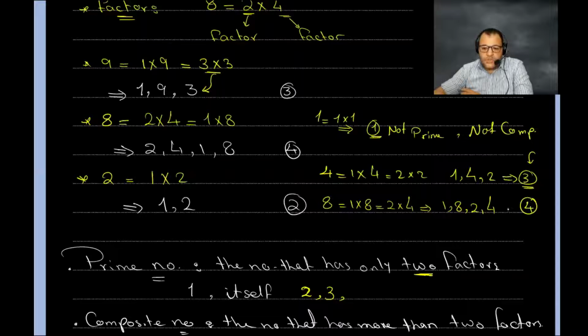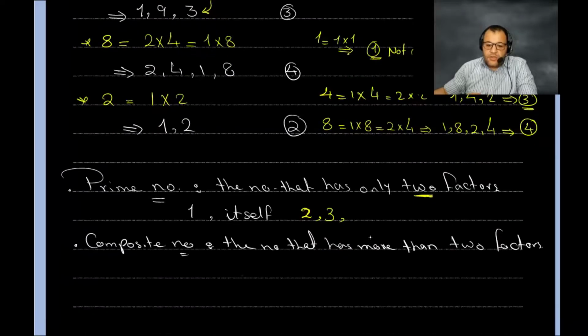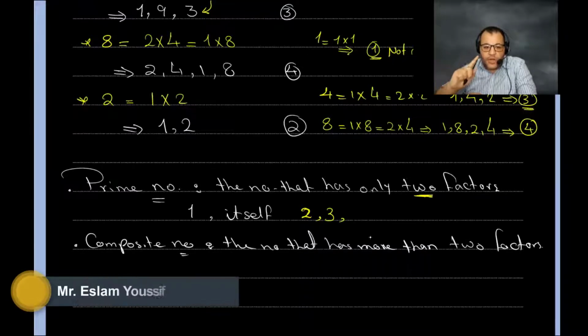So we said a prime number is a number that has only 2 factors. Here there are 4 factors, so 8 is a composite number. I need a prime number. So we can say the prime numbers now. Any even number is not prime except 2.